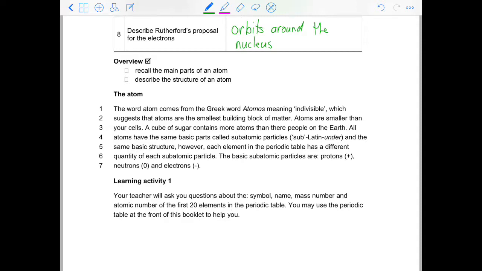So today, again, we're going to talk about the structure of the atom and the main structure. It will be something that you will have to memorize, but we'll come back and revisit it several times. So a little bit of review. The word atom comes from the Greek word atomus, meaning indivisible, meaning it is the smallest building block of matter. Remember that everything that has mass is made from matter.